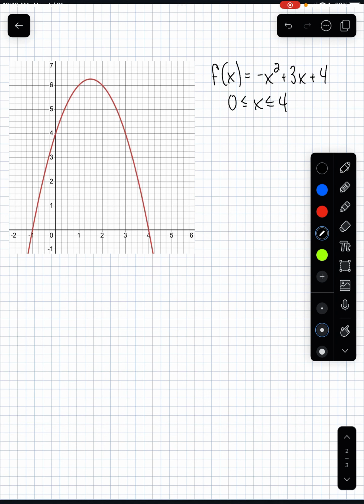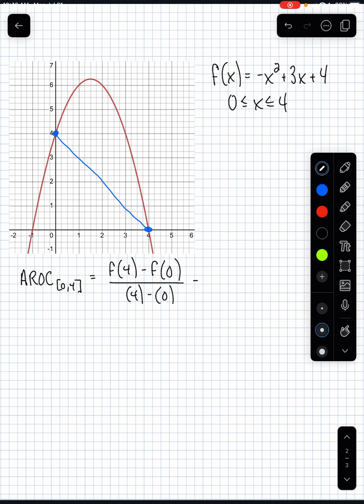So we need a couple of things here. First of all, we do need to know what is the actual average rate of change from 0 to 4. Now we can get that visually. I chose a function that works pretty nicely visually, but we're still going to do the calculation. So we've got the average rate of change on 0 to 4 is equal to f of 4 minus f of 0 over 4 minus 0.